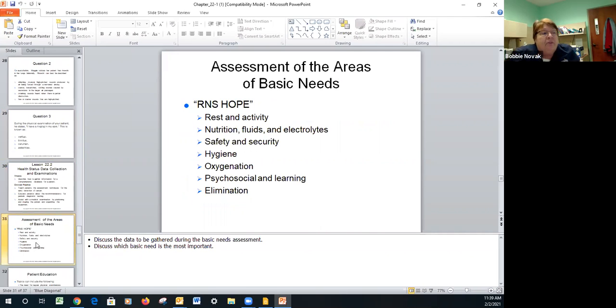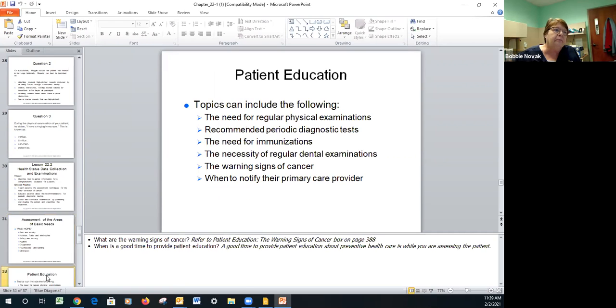So your assessment of basic needs, we already talked about. We can use RN's HOPE to remember how to do that. Rest, nutrition, safety, hygiene, oxygenation, psychosocial, and elimination. We can always do patient education, okay? You can always educate your patient as part of your nursing practice, okay?